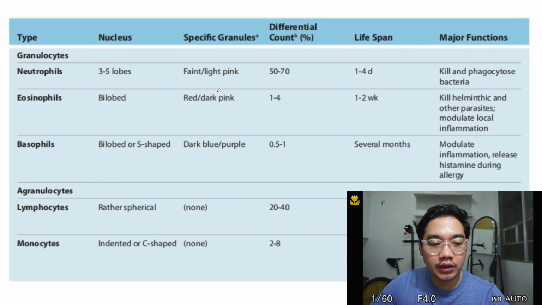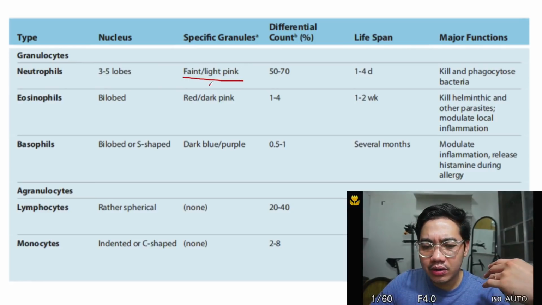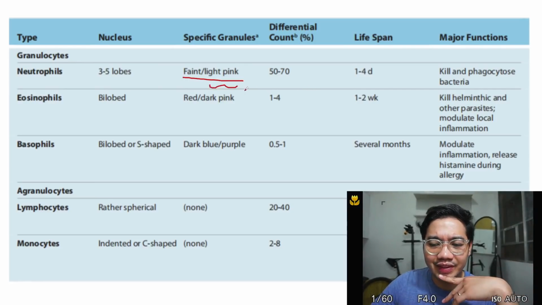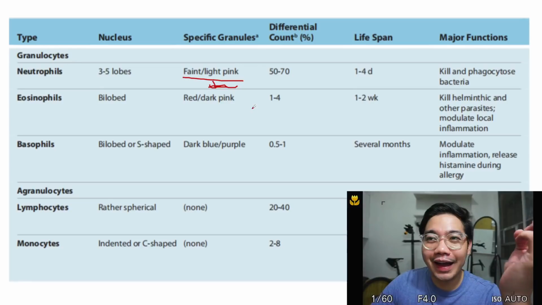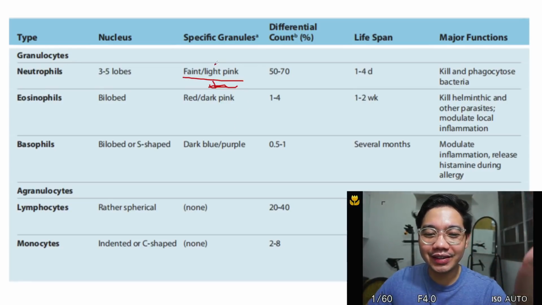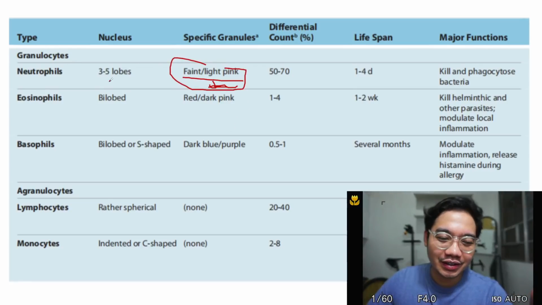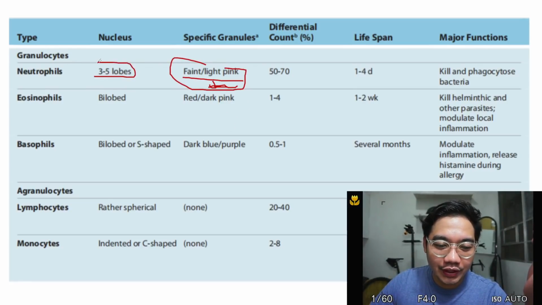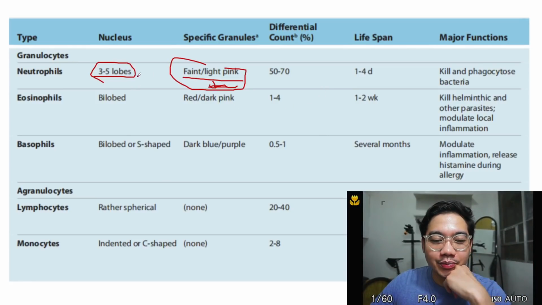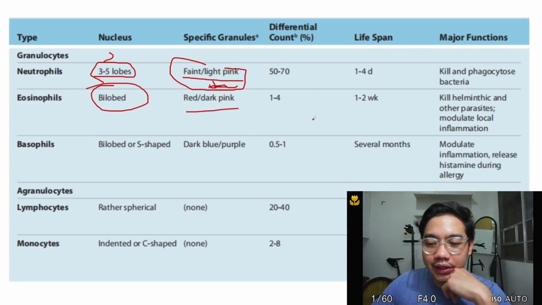So this is the neutrophils. Faint, light pink or lavender, lilac. Their granules are really faint. Neutrophils have 3 to 5 lobes. In some books, greater than 5 lobes is hypersegmented. Your eosinophils are bilobed. Red, dark pink.